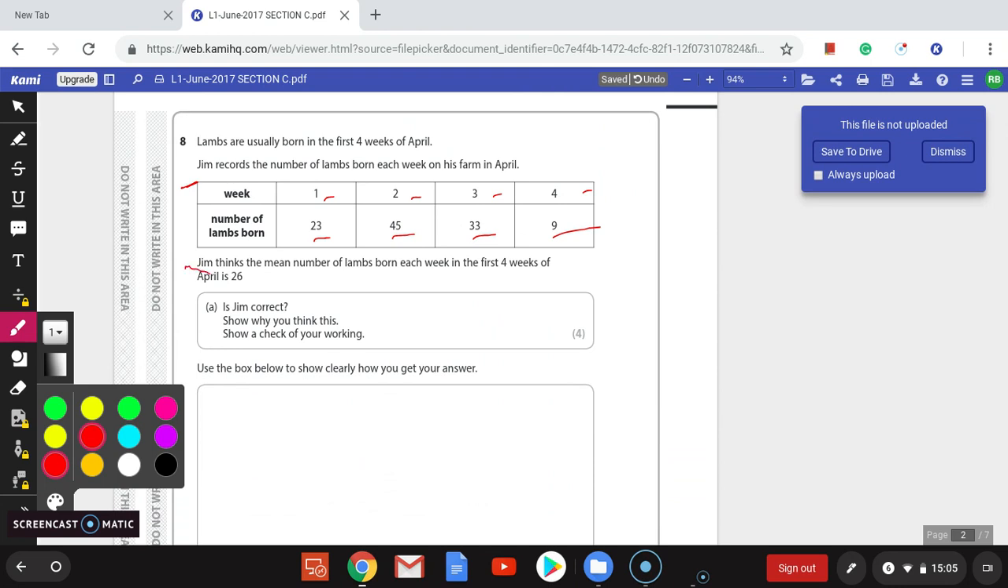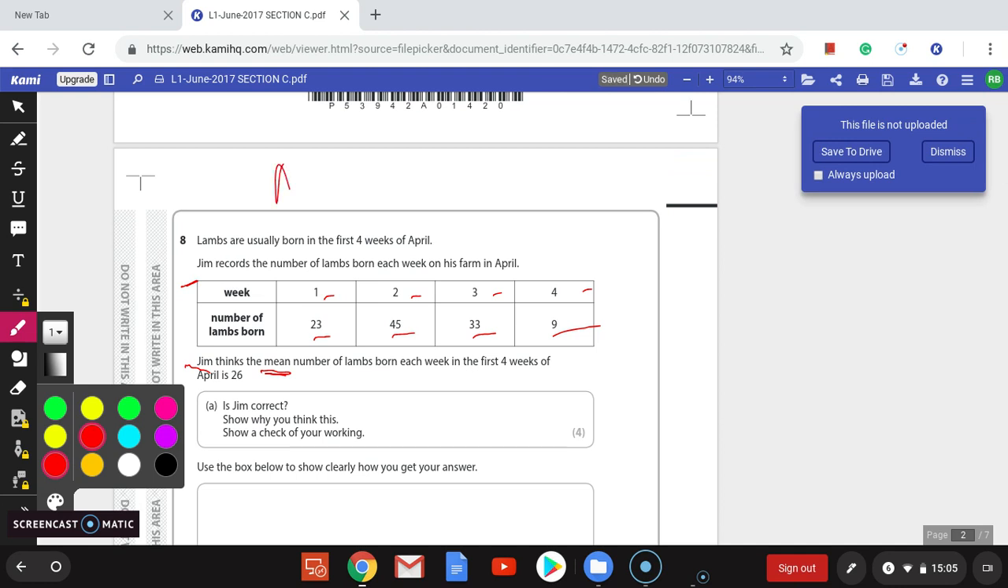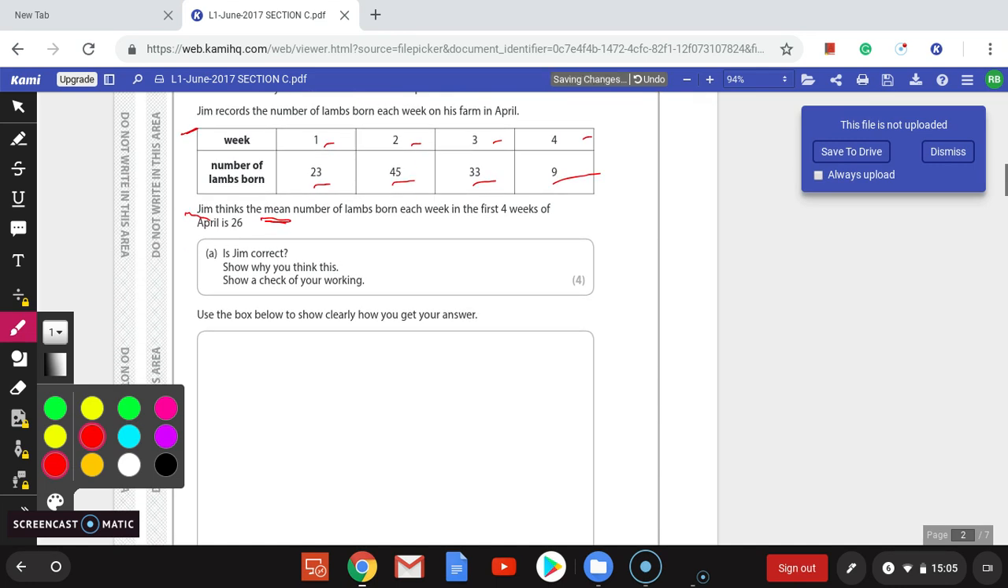So as soon as you hear the word the mean, you should be thinking of this topic, which is averages. Okay, and for averages, all you need to know at level 1 is how to calculate the mean and how to calculate range. And this question is obviously a mean one. People like to remember this. The meanie is the hard one.